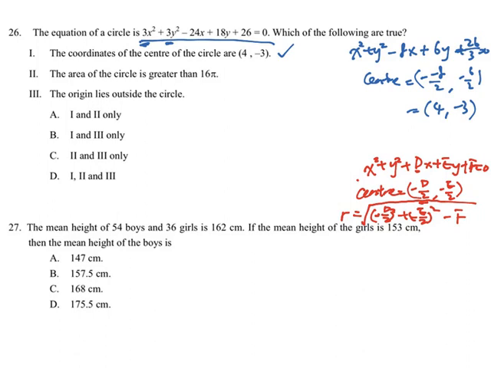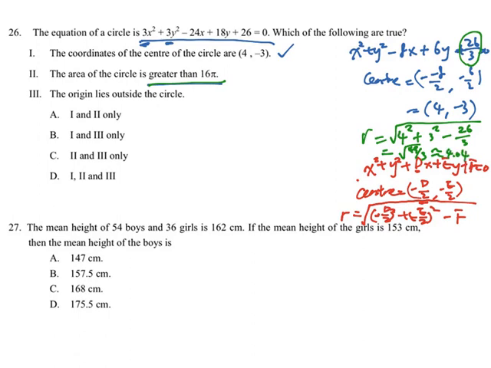Next, we need to find the area of the circle. It is greater than 16 pi. So let's see the radius. If we want to find the area of the circle, we need to find the radius. The radius is the square root of 4 squared plus negative 3 squared, minus f, which is 26 over 3. So it is the square root of 49 over 3, which is around 4.04.